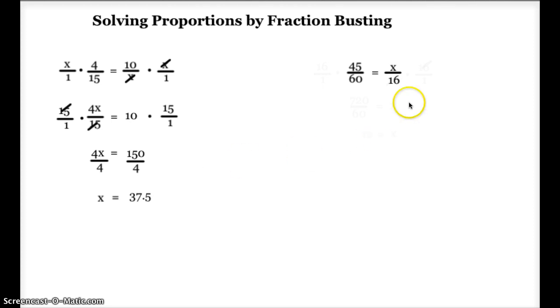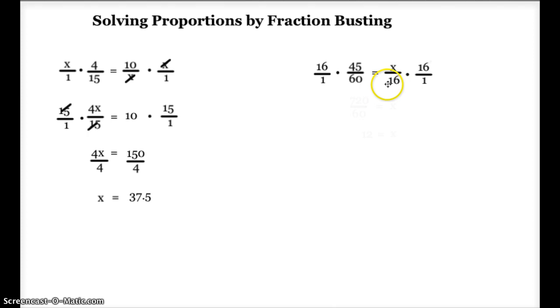On the next problem, I have x divided by 16 is equal to 45 over 60. Since I already have an x in the numerator in this problem, I'm going to get rid of the 16 in this denominator by multiplying by 16 over 1. But if I multiply the right side of the proportion by 16 over 1, I've got to also multiply the left side of the equation or proportion by 16 over 1.